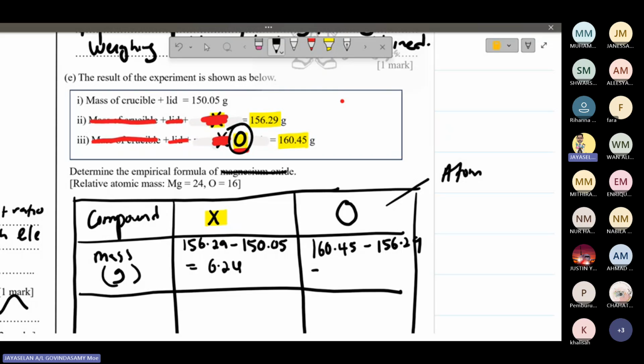Okay, so here you try to find. Okay, you guys will get 4.16. Any question? So you already score 1 mark.